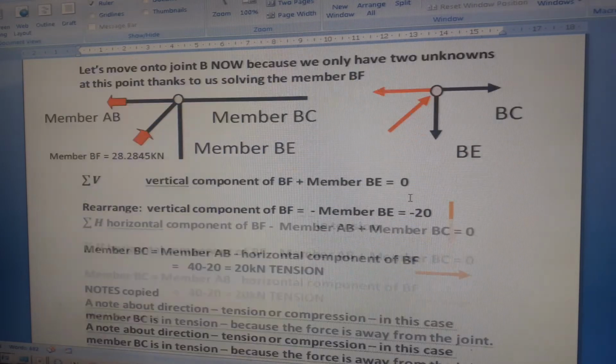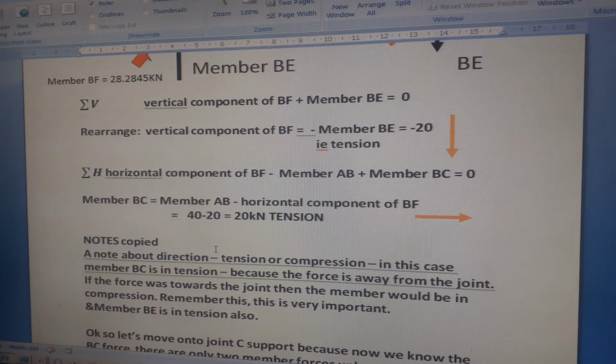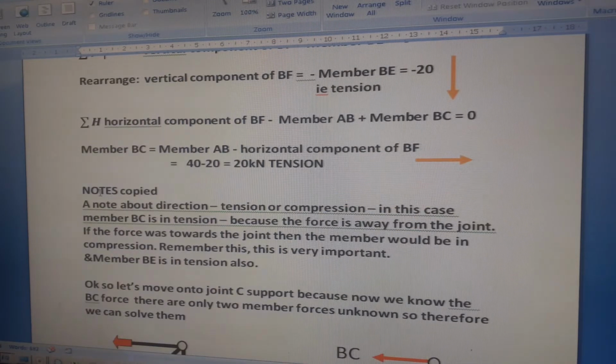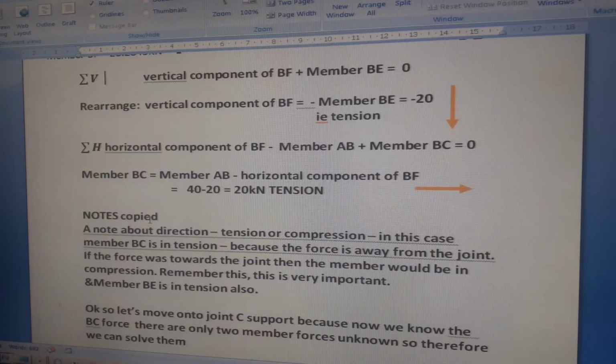So there we have it, we've solved joint B. We know all the forces now, we know all the members that go into joint B. So, notes copied. Just to reiterate, a note about direction, tension or compression: in this case member BC is in tension, because the force is always away from the joint. If the force was towards the joint, then the member would be in compression. Remember, this is very important. So BC is in tension and BE is in tension also.